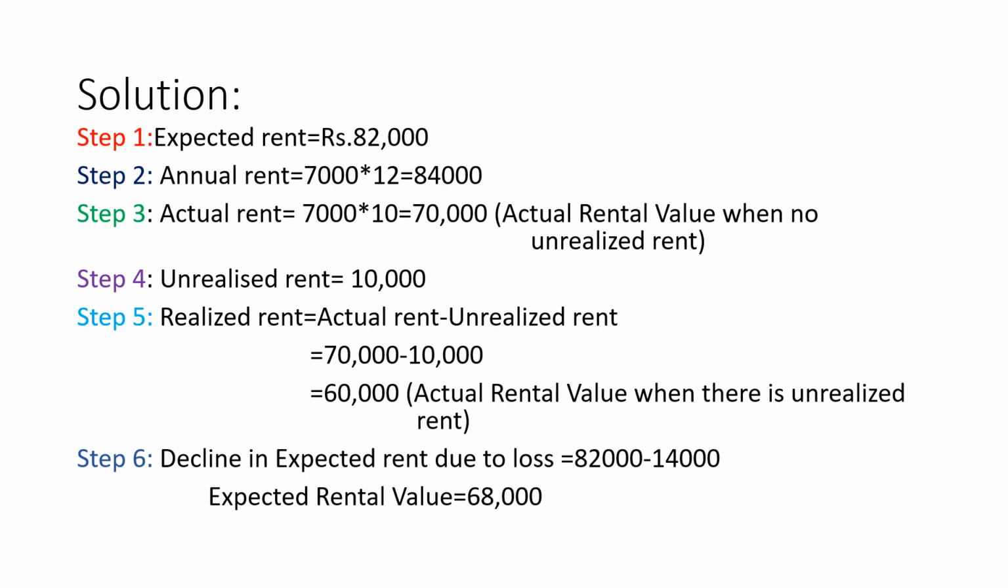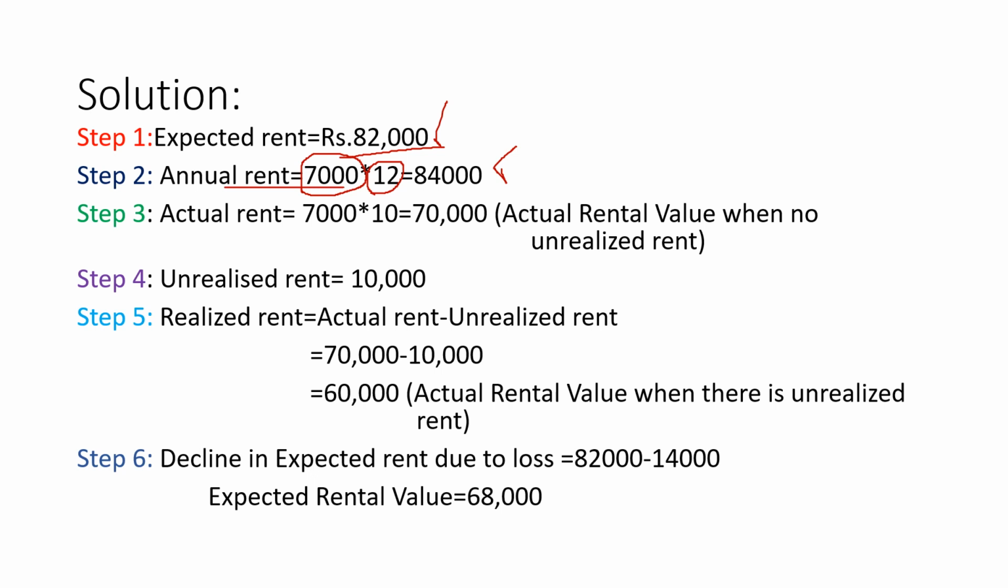So the solution. What he has given in the previous slide, we know that expected rent is 82,000. We understood this. Then actual rent, we need to calculate this. Annual rent of a house is 7,000 per month as he mentioned. So annual rent is nothing but rent per annum. Per annum consists of 12 months. So 7,000 into 12, 84,000 is the annual rent.